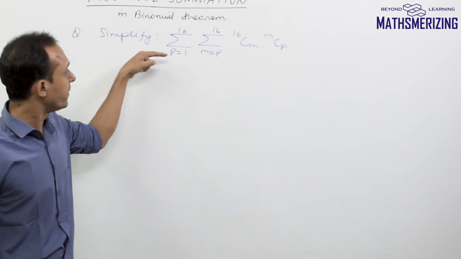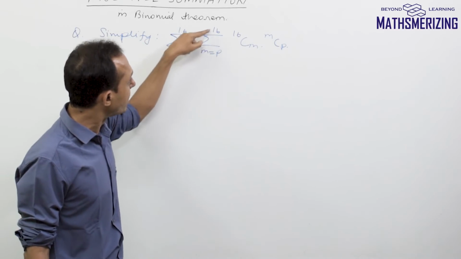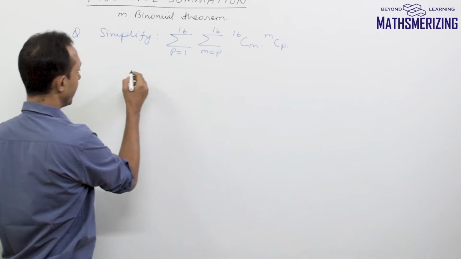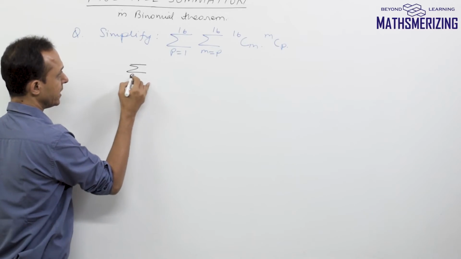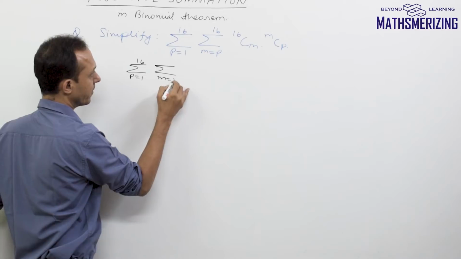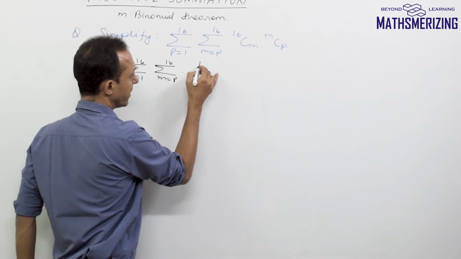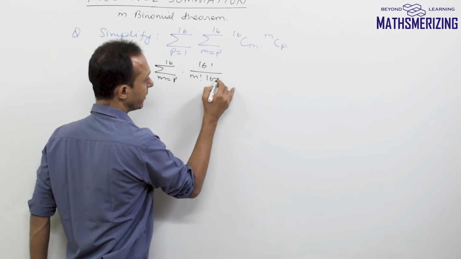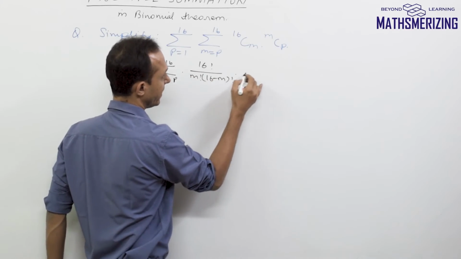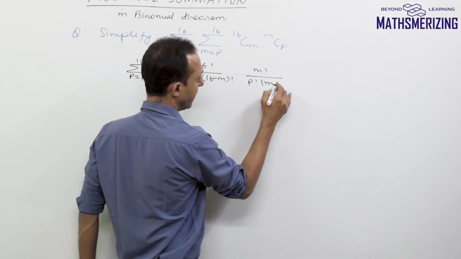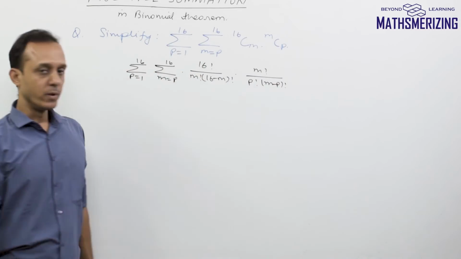So here again we'll have p varies from 1 to 16, m varies from p to 16. This is 16 C m, and m C p. So again I'll write it as summation p varies from 1 to 16 and summation m varies from p to 16. So I'll write factorial 16, factorial m, and then factorial 16 minus m, and here will be factorial m, factorial p, and then it will be factorial m minus p.